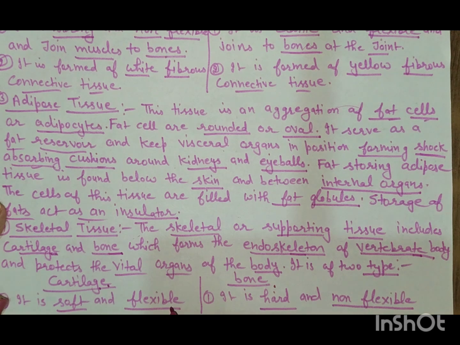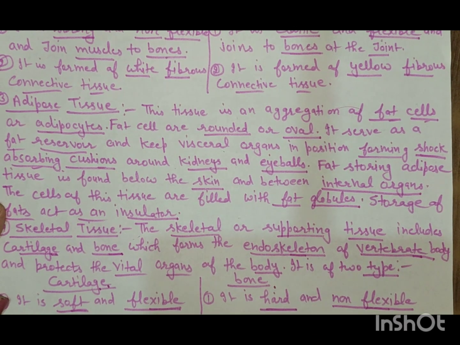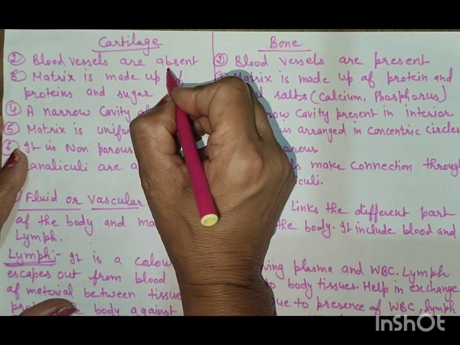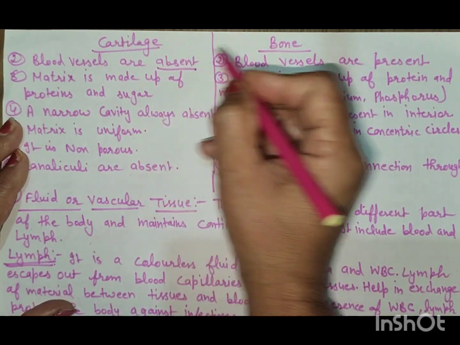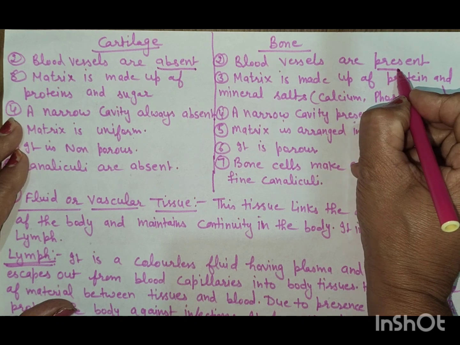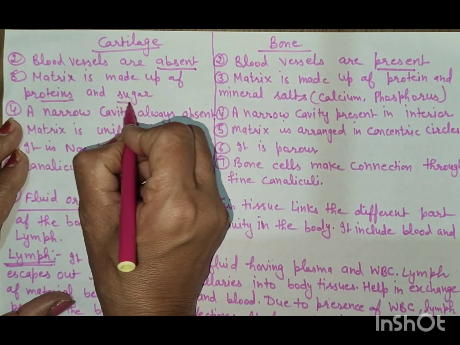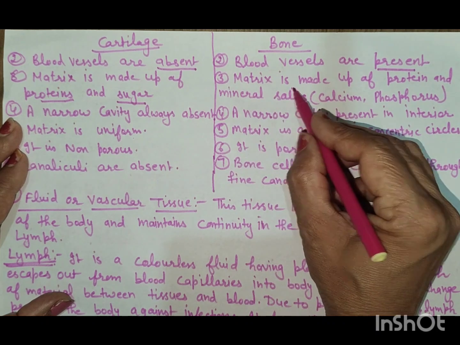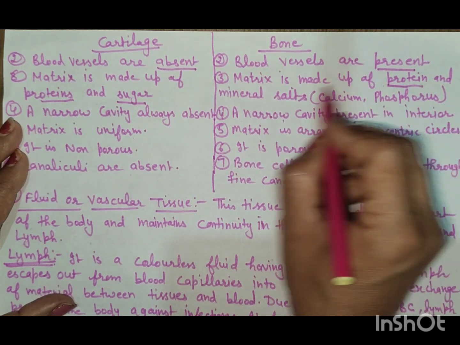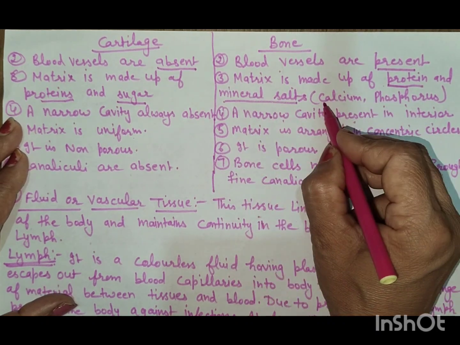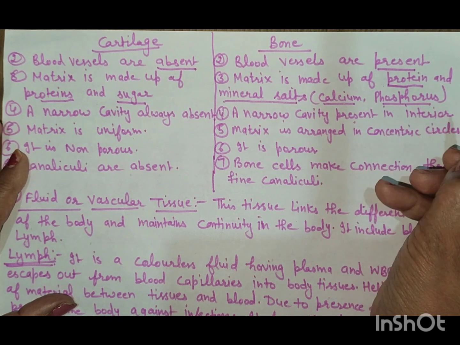Cartilage is present in the ear, trachea and nose. It is soft and highly flexible, but bone is very hard and non-flexible. Blood vessels are absent in cartilage, but in bone blood vessels are present. The matrix of cartilage is made up of proteins and sugar, but in bone the matrix is made up of proteins and some mineral salts like calcium, phosphorus, etc.